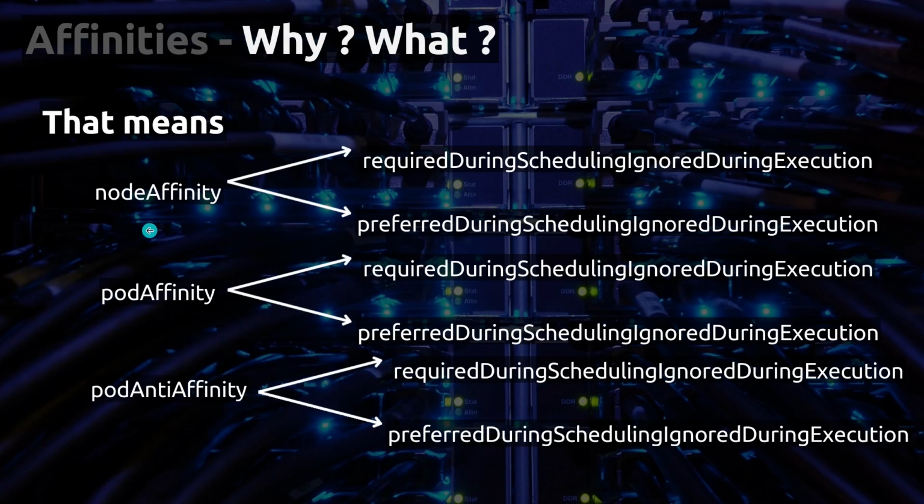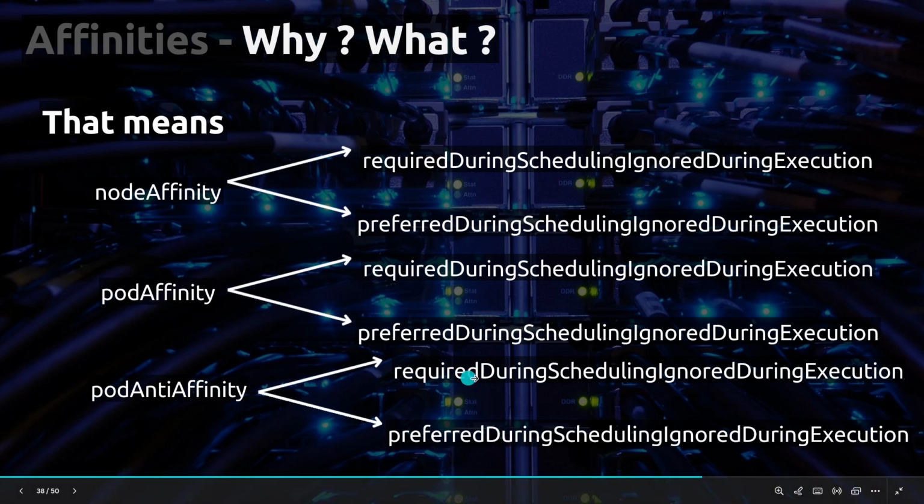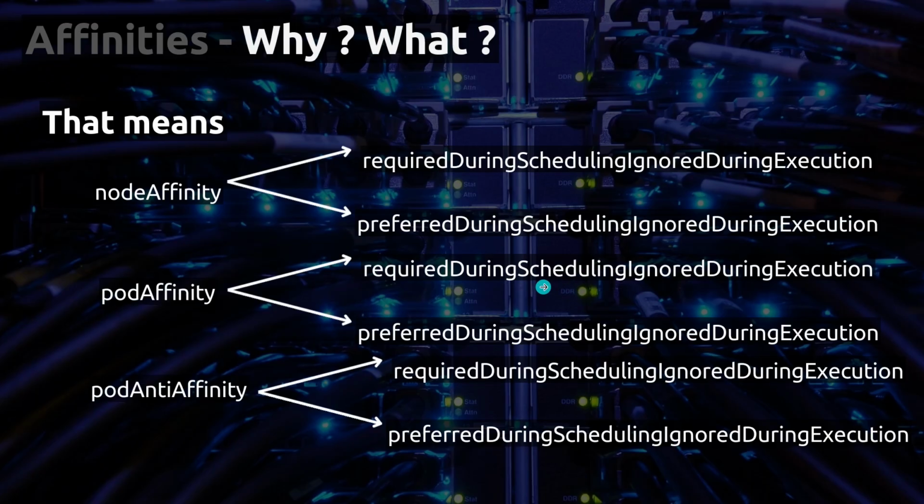So if we sum up, we have the node affinity with required or preferred during scheduling, pod affinity with required and preferred, and pod anti-affinity with preferred and required. Take care, each time it's during the scheduling. What does it mean?